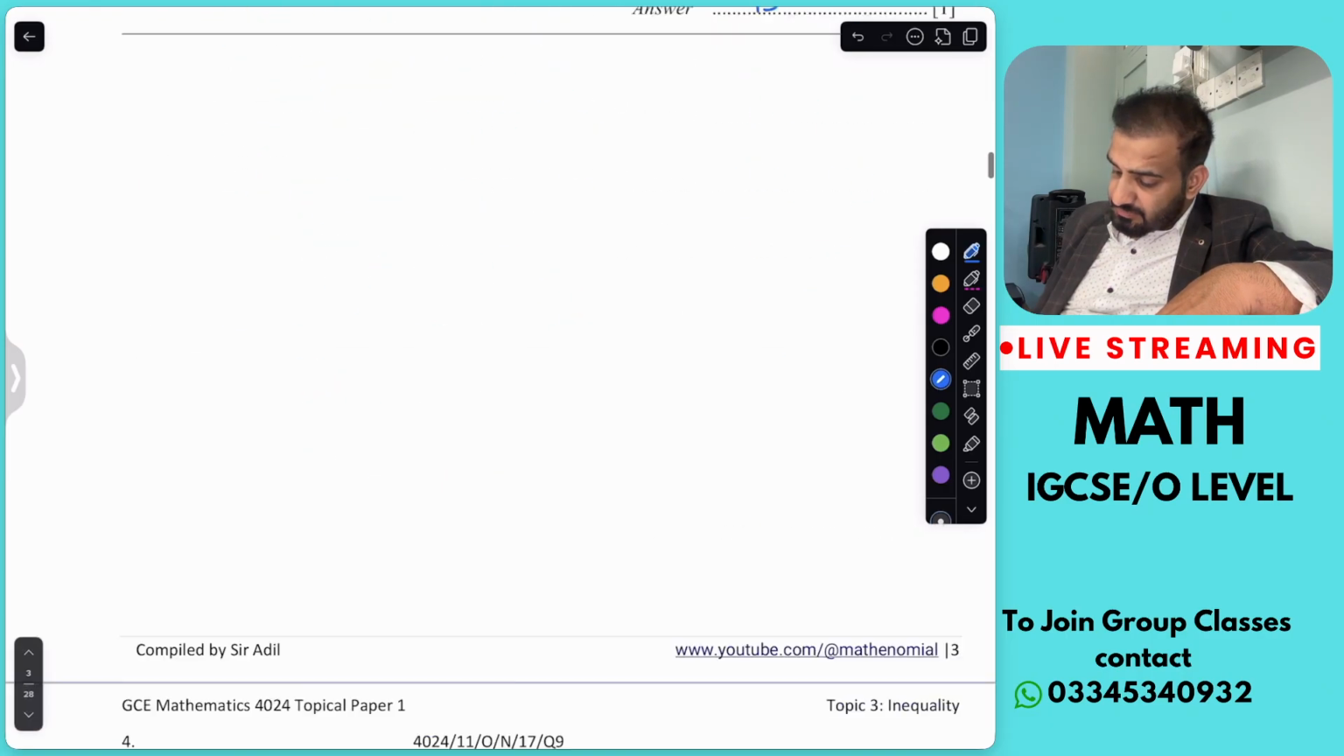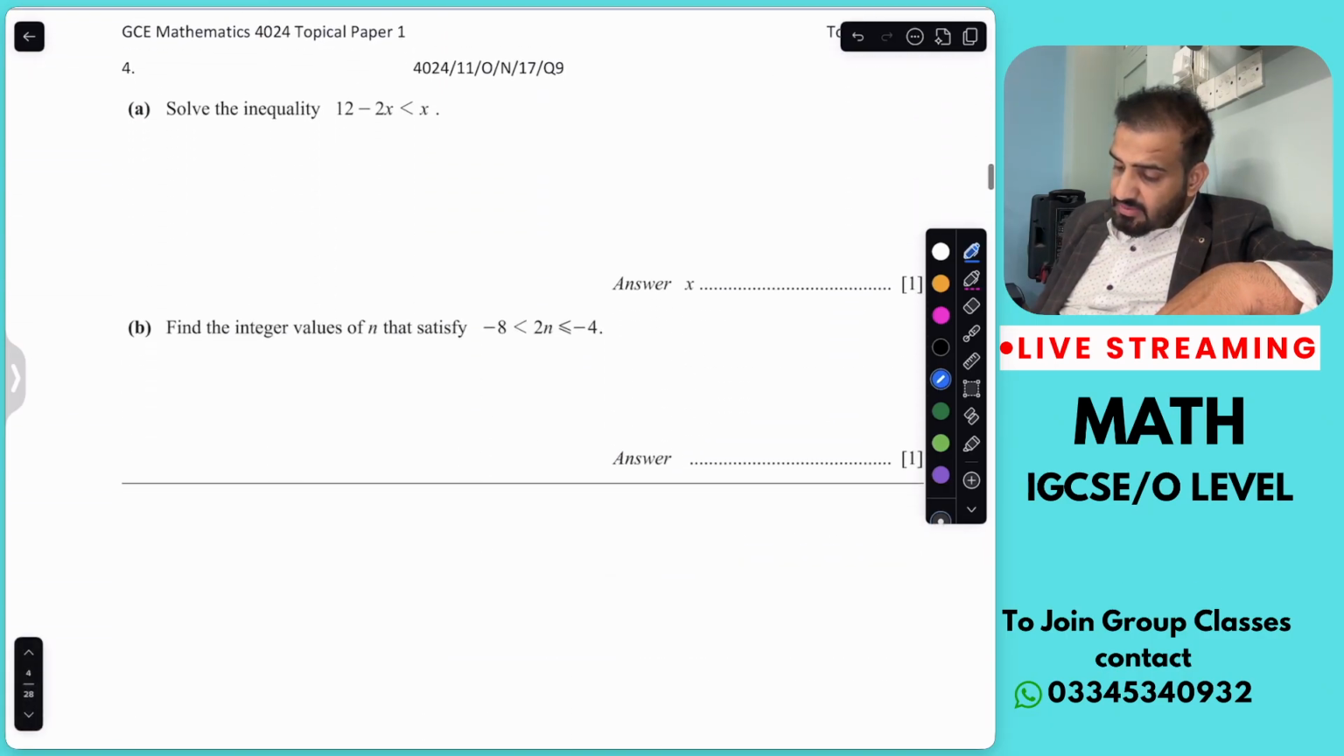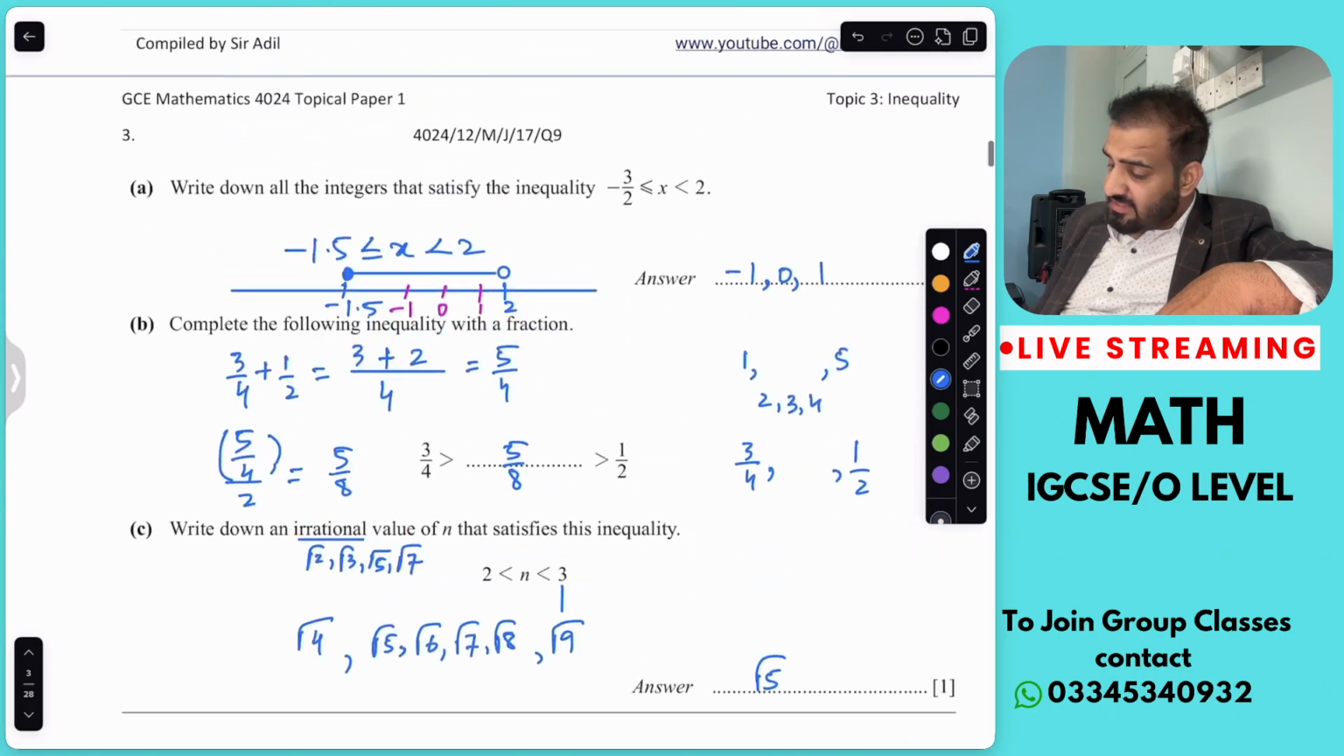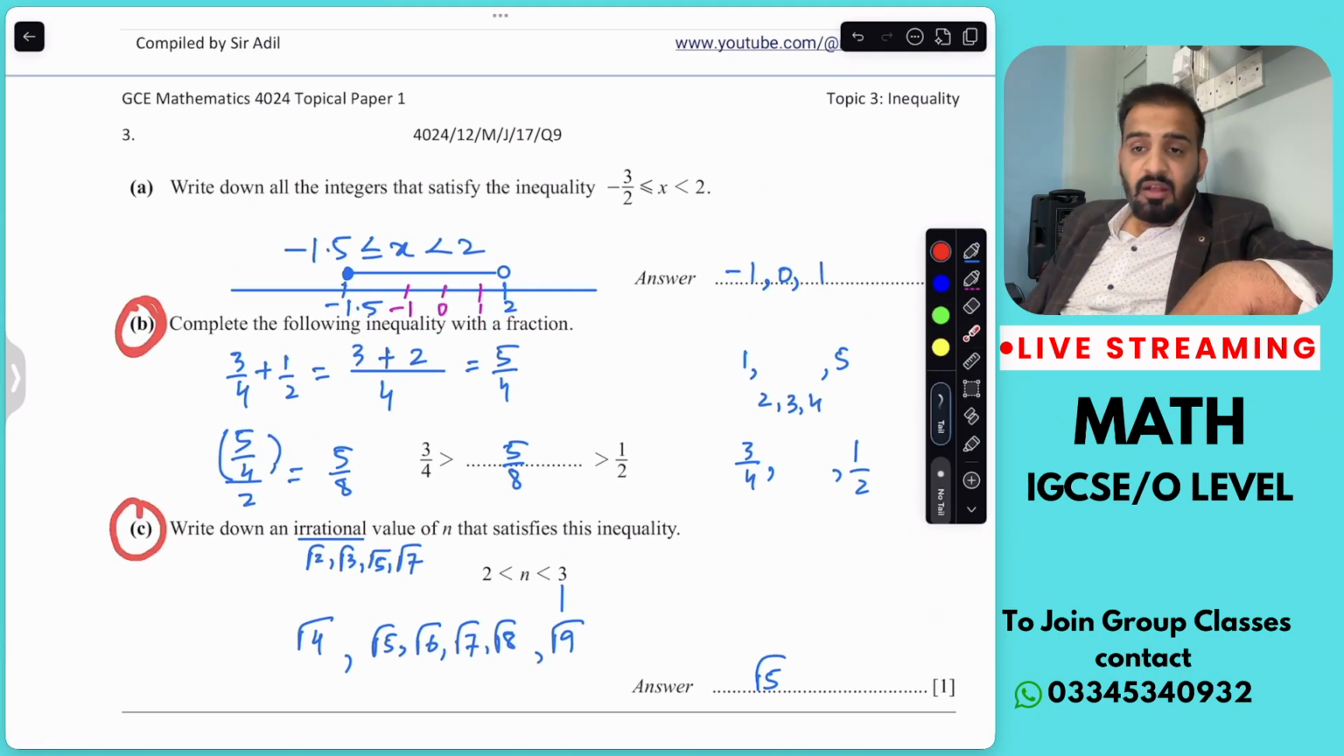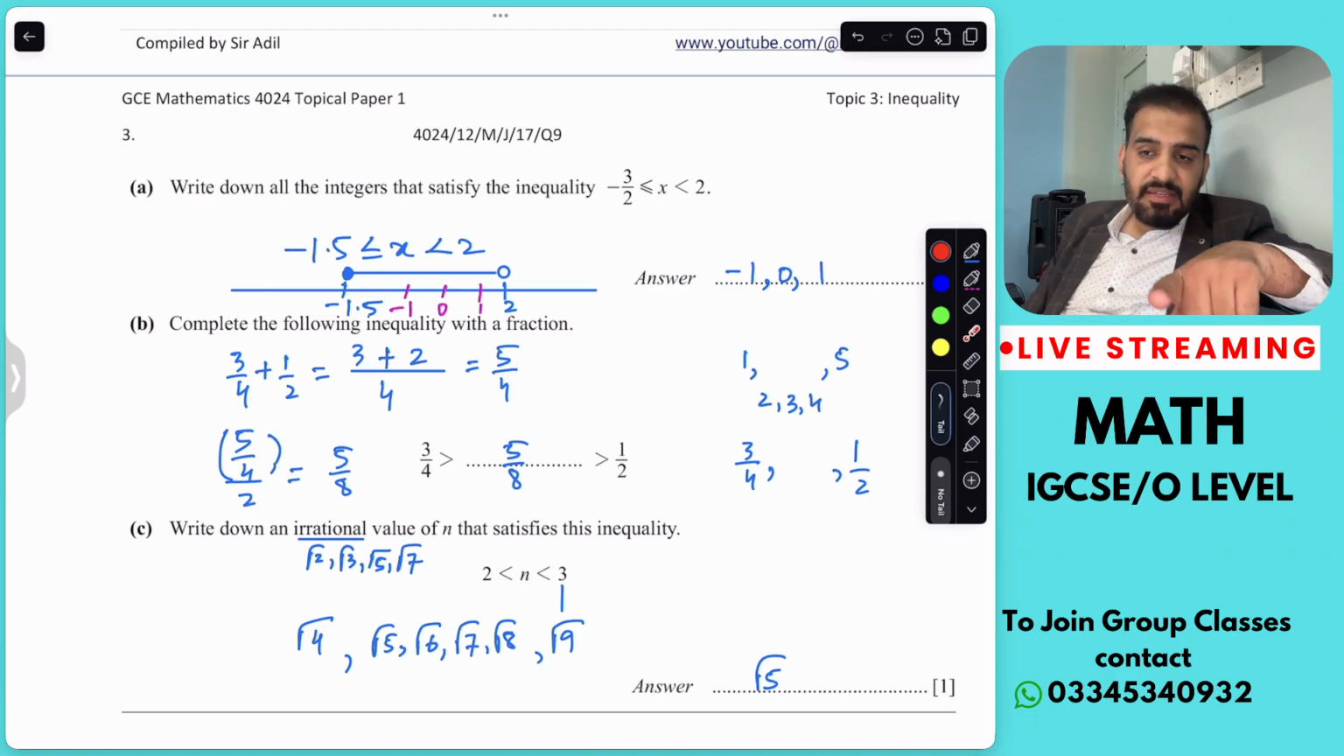Moving on to solve the inequality. We will study these type of concepts, I'm talking about B and C, in another chapter called numbers. So when we study numbers, वहां पे ऐसे बहुत से कॉन्सेप्ट्स हमने पढ़ने हैं. ठीक है.